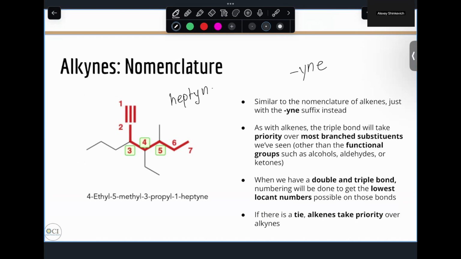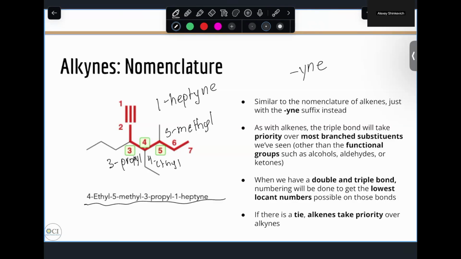And then right before that is where you put the locant of the alkyne. And you just put the first number. So it'd be 1-heptyne. And then after that, you just add the substituents, same as we've always done. So we have a 4-ethyl and a 3-propyl and a 5-methyl. Remember, you put those in alphabetical order. So you have 4-ethyl, 5-methyl, 3-propyl, 1-heptyne.